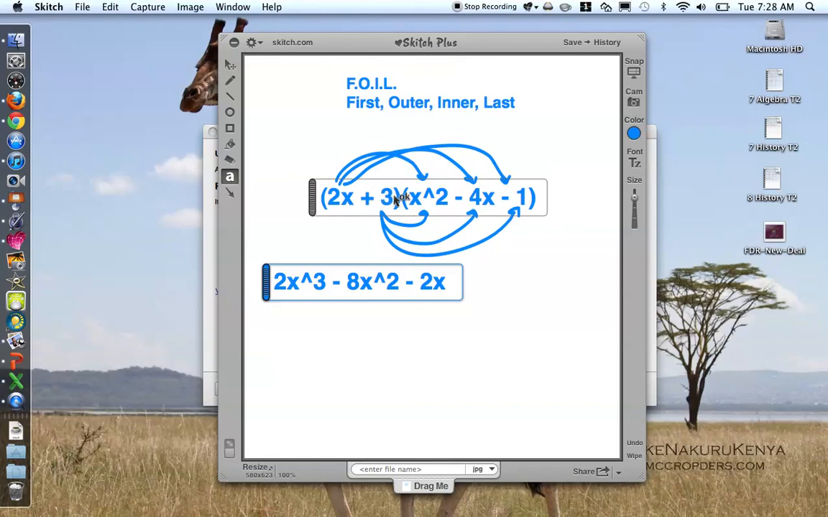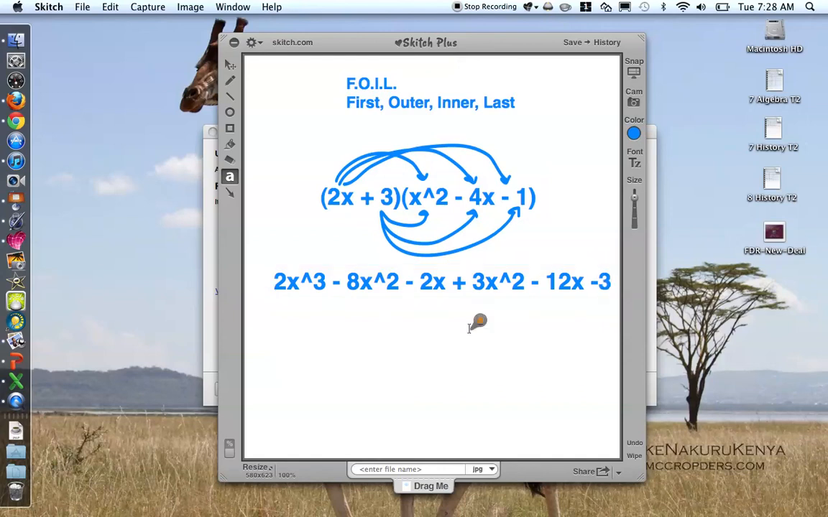Now I have to take the positive 3 and multiply it by the 3 terms in the trinomial. So 3 times x squared is going to be positive 3x squared. And then I'll do 3 times negative 4x, which is negative 12x. And then the last term is 3 times negative 1, which is going to be minus 3. Okay, so there's a lot of multiplication. Got our 6 terms. And now the last thing we have to do is simplify it.